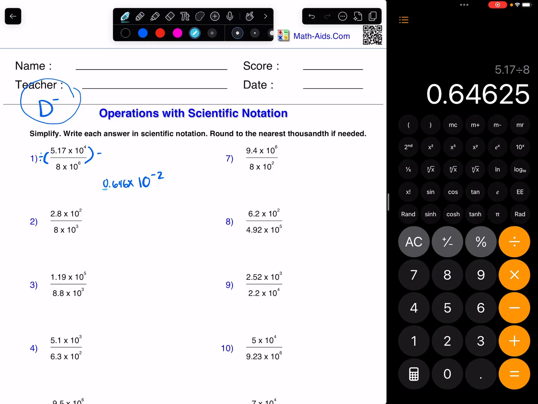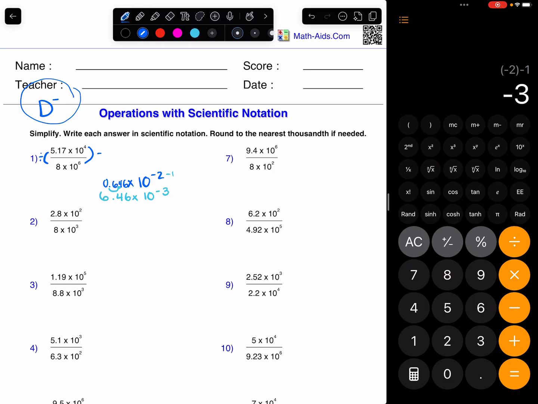Notice how my 0 is not between 1 and 10. So I got to move my decimal over here. So that is 6.46 times 10. Since I moved, I got to subtract 1. So if I do that in my calculator, minus 1 is -3, and that should be my answer.